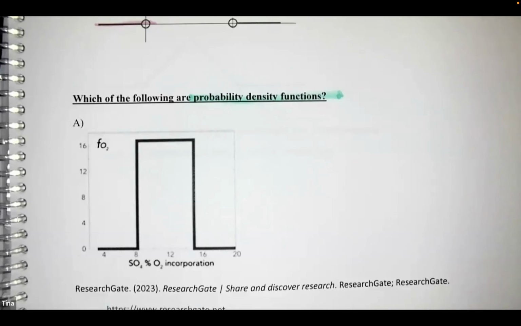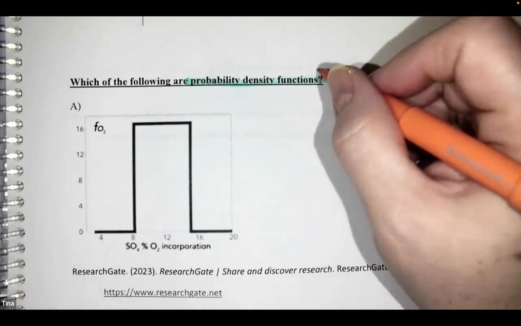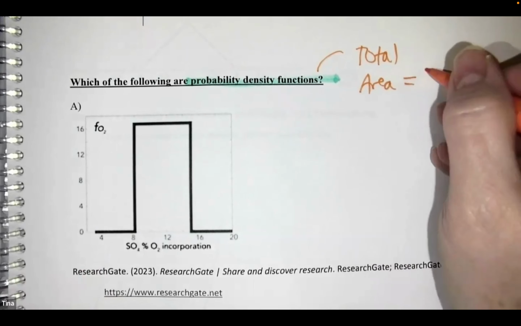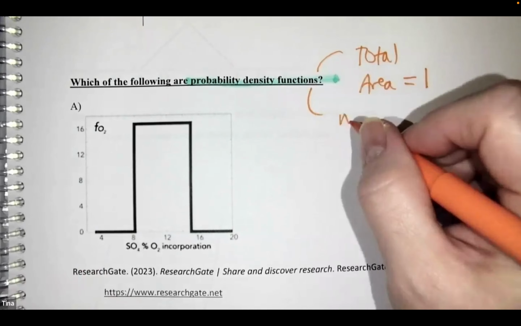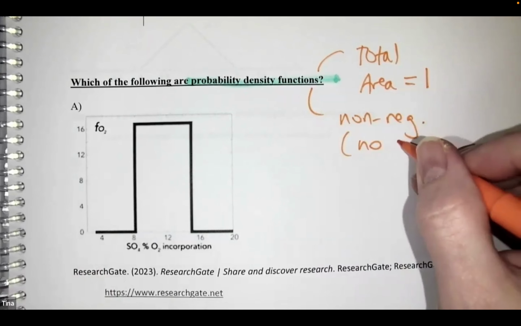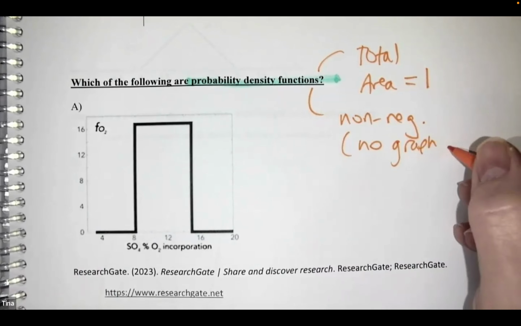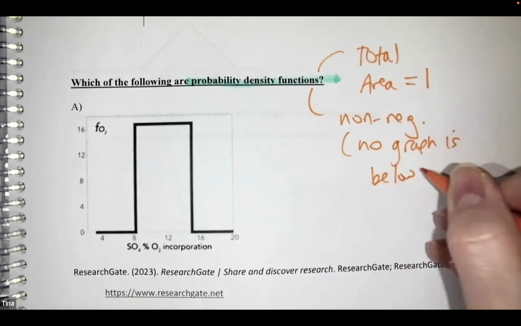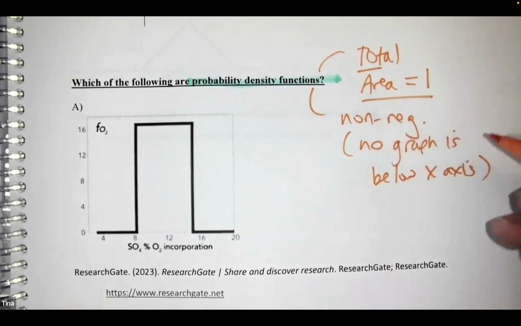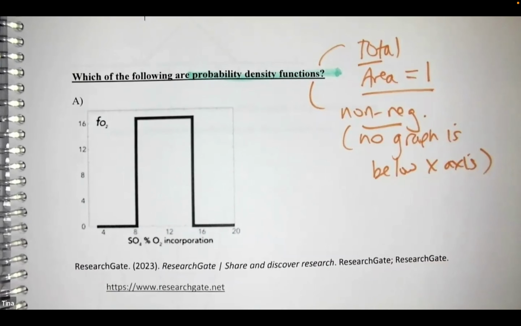Well, to be a PDF, think about what you need. We need the total area has to be 1, and we need that it's non-negative. No part of the graph can be below the x-axis. Okay. So if they were to ask you a question on this, then we would check, is the area 1 and is it always non-negative?